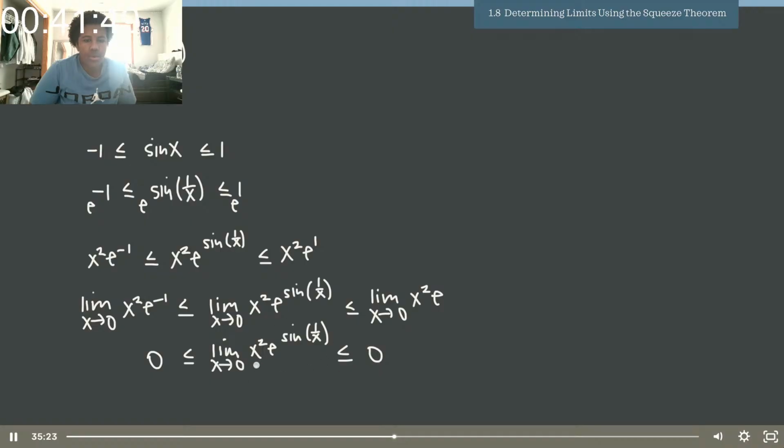Well, a value cannot be both greater than 0 and less than 0 at the same time, which means that the only value this could possibly take on, we've shown, must be 0. So the value of our original limit is 0, and that's how you use squeeze theorem to evaluate a limit.